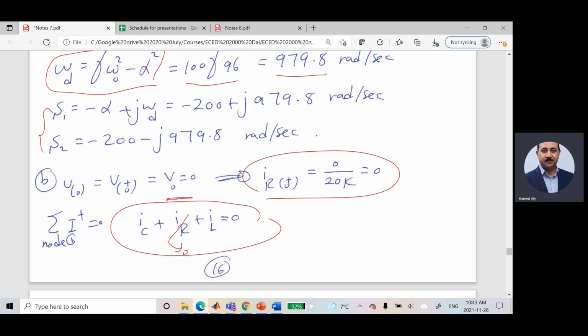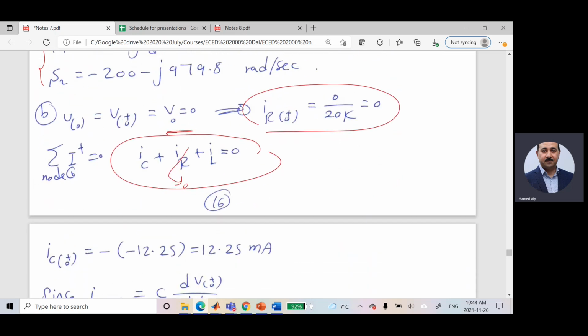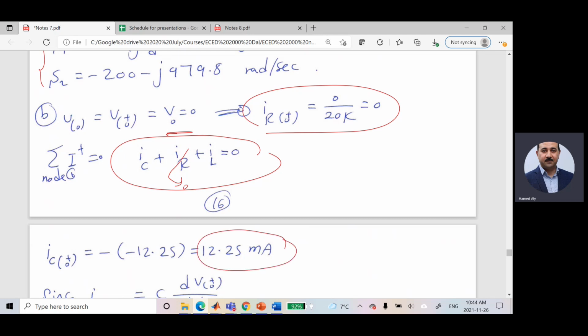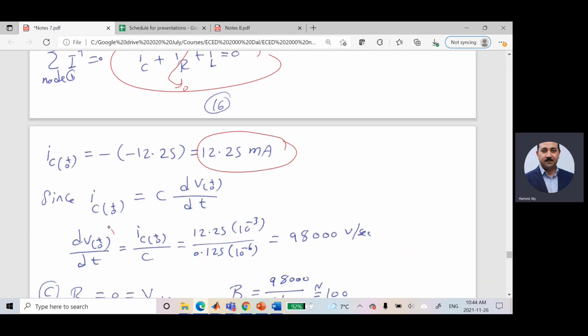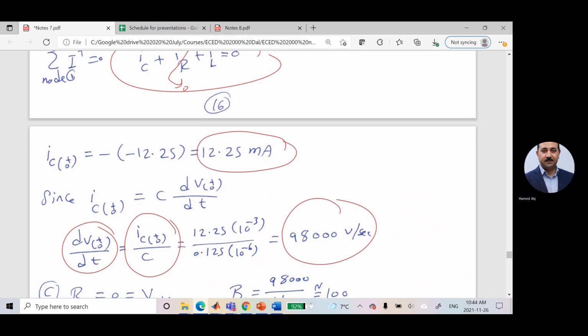Then IC is equal to negative IL. He gave me IL 12.25 milliamps, so negative will be positive. Based on that, I can say IC is equal to 12.25 milliamps. I will substitute that value in the equation of dV of 0 by dt. So dV of 0 by dt is equal to IC of 0 over C. Based on that, I can find the value of dV of 0 by dt. Once you know dV of 0 by dt, and you know V of 0, you can substitute in your equation.